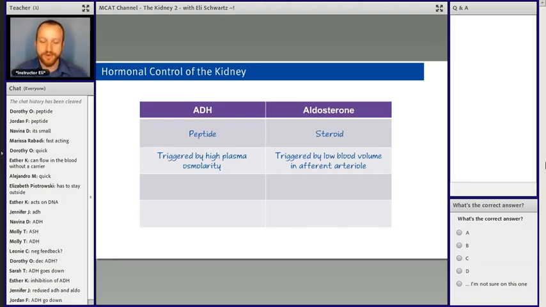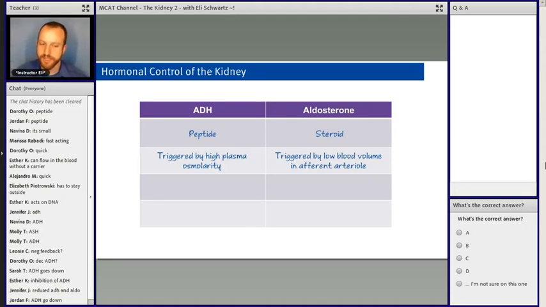Cool, cool. Okay, now, as far as that's our trigger. Our trigger is either high plasma osmolarity, tons of excess salts, or low blood volume. We just don't have enough water in the entire system, or we have a longer low blood volume in the afferent arterioles, triggering renal, blah, blah, blah, adrenaline response.